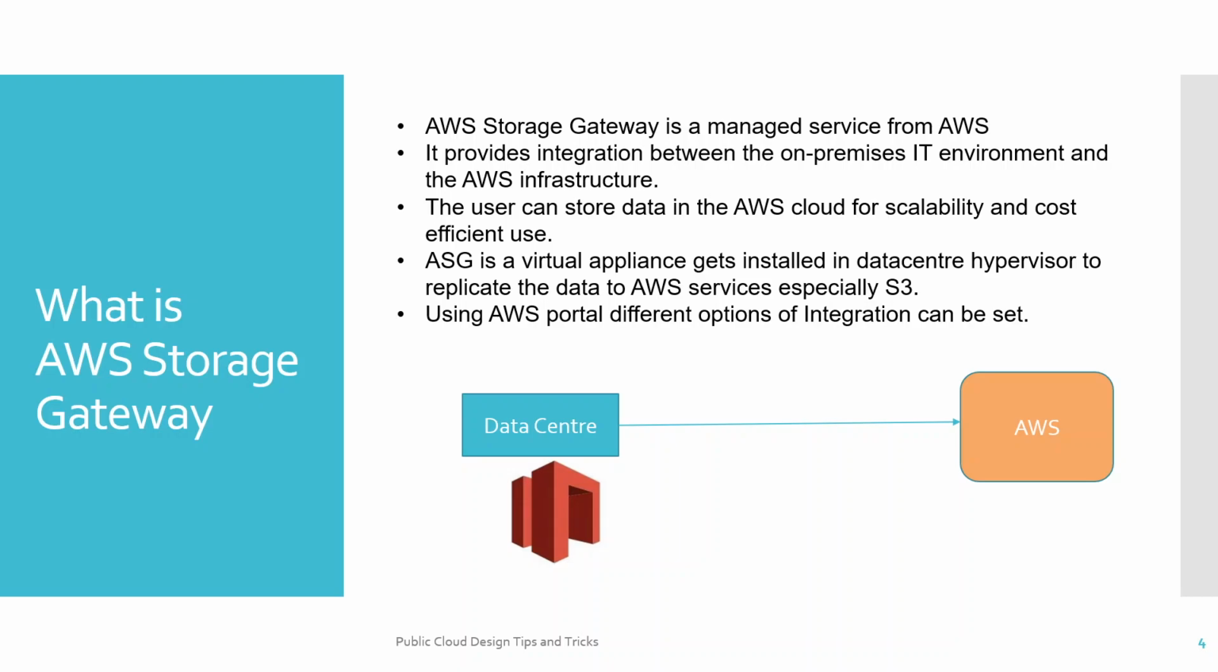AWS Storage Gateway is basically a virtual appliance that gets installed in the on-prem environment, either in a hypervisor or a VMware kind of a setup, and that facilitates the data replication or the data transfer to the AWS S3 set of services. That is how it works. Now, there are different kinds of integration possibilities in AWS Storage Gateway, and that can easily be done via the AWS portal.